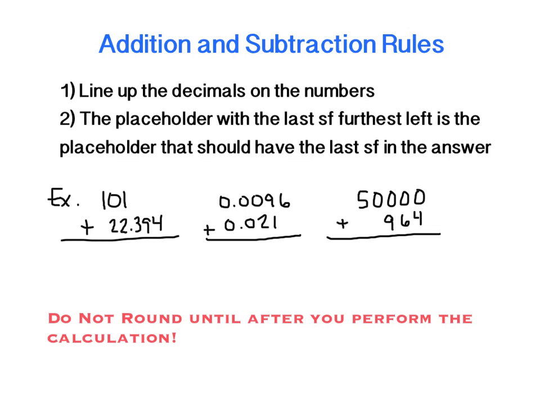And then the placeholder with the last significant figure furthest left is the placeholder that should have the last significant figure in your answer. So what I'm going to do is I'm just going to calculate these out. And when I do 101 plus 22.394, I really get 123.394. But I have to figure out where my last significant figure was in each of those terms. This one right here, that in the ones place was the last significant figure. This one in the thousandths place was the last sig fig. Since this one right here is my least significant one, that means this place is the place where I have my last significant figure. So I round from there.